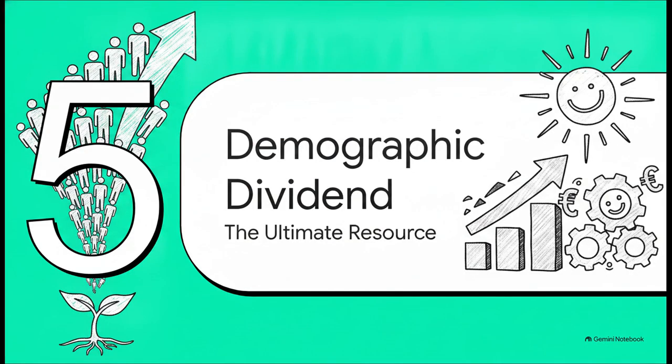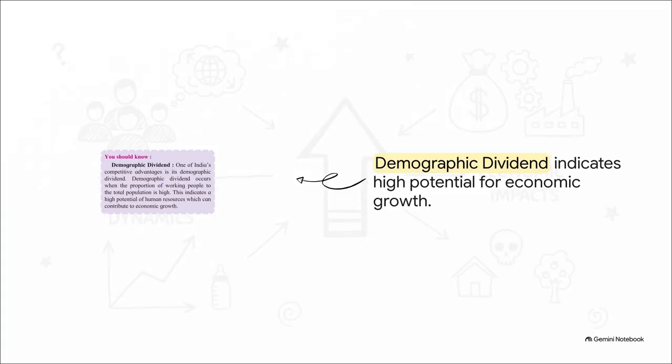Section 5. The demographic dividend, the ultimate resource. Up until now, we've kind of talked about population explosions as a huge problem, right? Like a classic Malthusian crisis of resources. But here's the thing. Nature's bounty only actually becomes a resource when human beings have the demand and the ability to use it. Therefore, human resource is the ultimate resource.